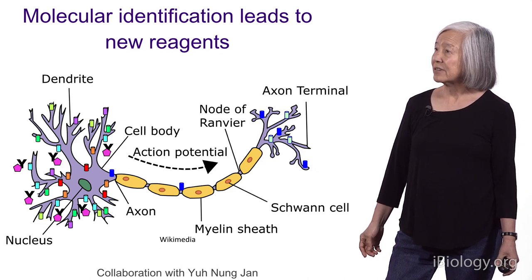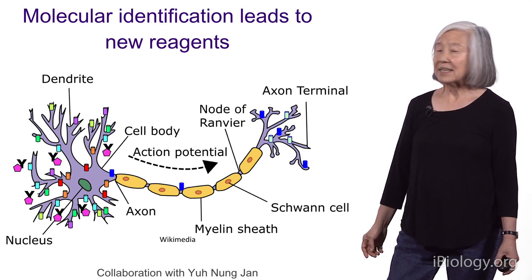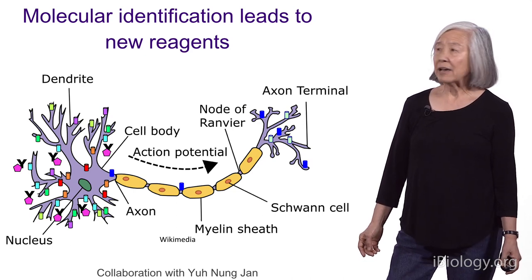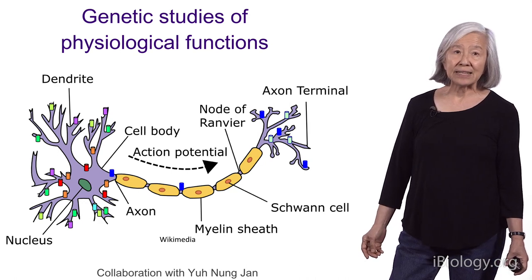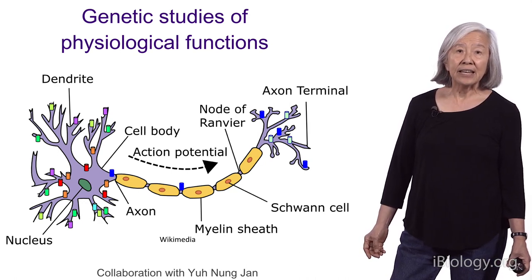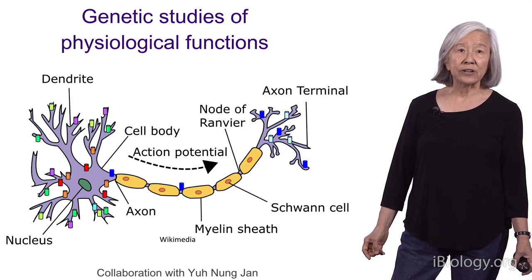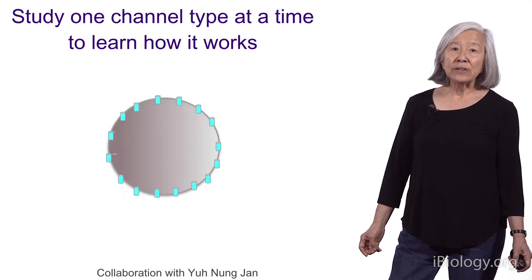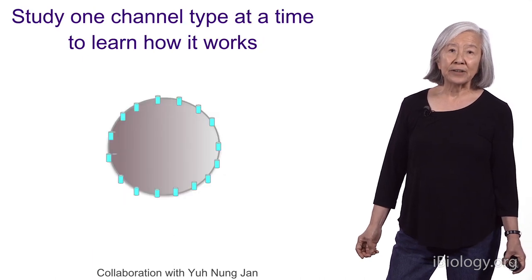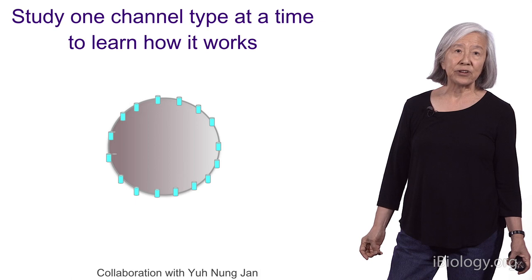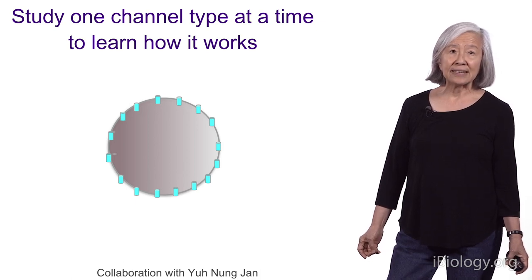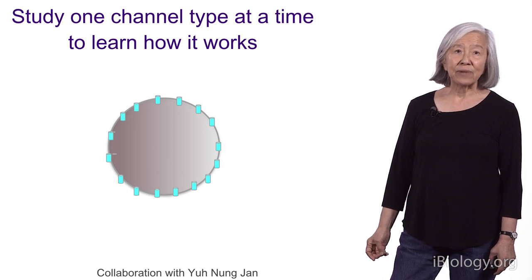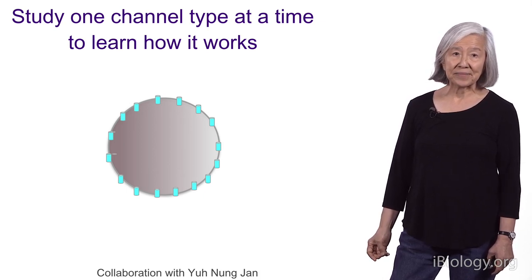Molecular identification of a channel of interest makes it possible to generate reagents such as antibodies, and it also makes it possible to generate mutants with altered channel functions so that we can study the physiological contribution of this channel. Knowing the molecule that forms the channel also makes it possible to express the channel in Xenopus oocytes or other expression systems, so we can study these channels one at a time and see how they work.